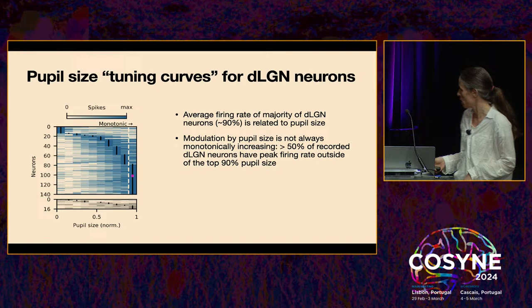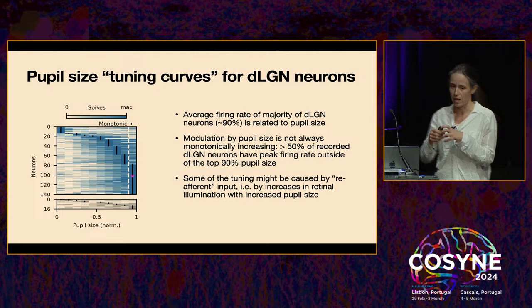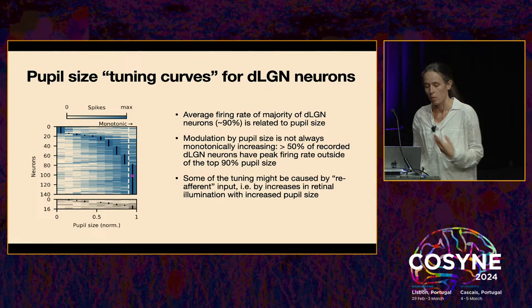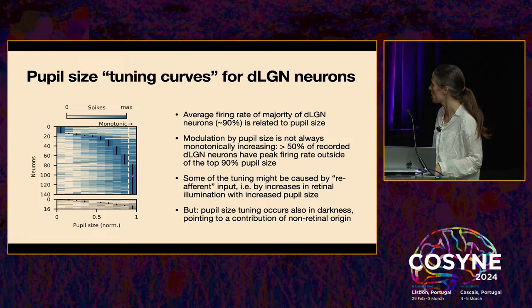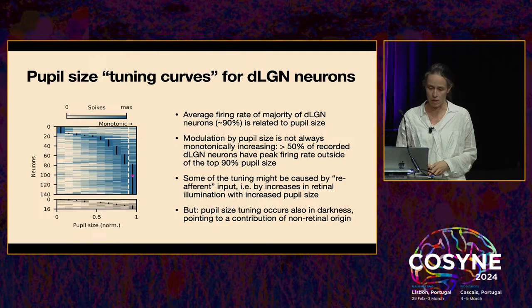I want to point out that some of this tuning that we observe here might be caused by what we consider reafferent input, so by increases in retinal illumination that go along with this increased pupil size. But we have done many of the experiments that I'm going to show also in conditions of darkness, where we observe very similar modulations, and that's why we think that the picture you see here is largely derived from non-retinal origin.